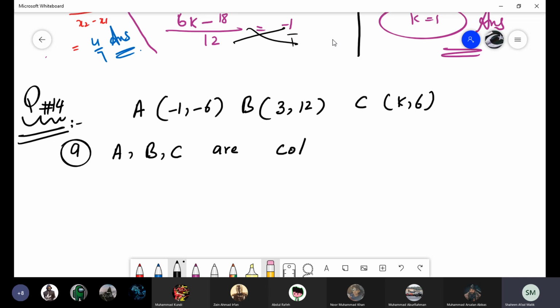So who will tell me what is the condition for collinear? It's mentioned that they are collinear, so how will you solve that? AB gradient is equal to BC gradient. We will find the gradient of any two. See, you have three options of gradient: AB, BC, AC. Any two you can keep equal. So which two can you keep equal? AB and BC.